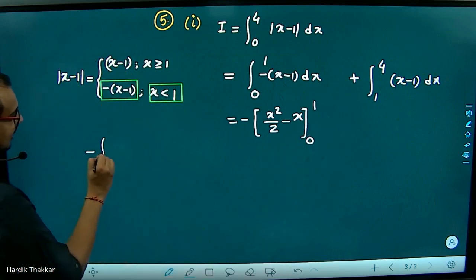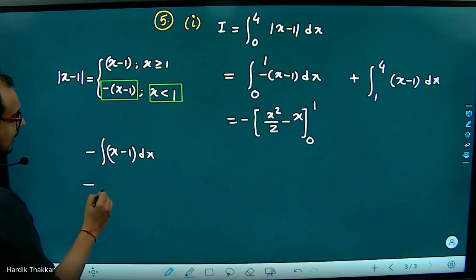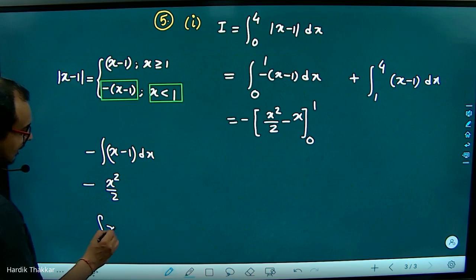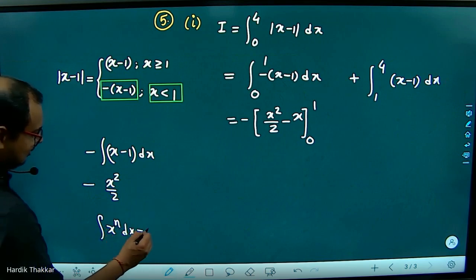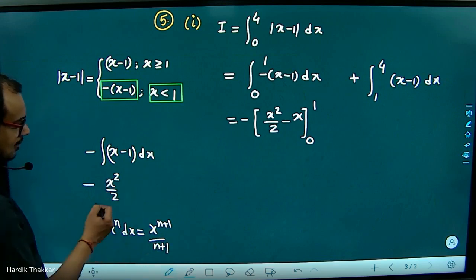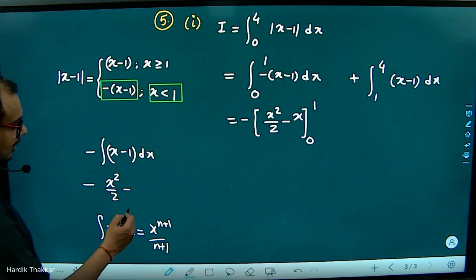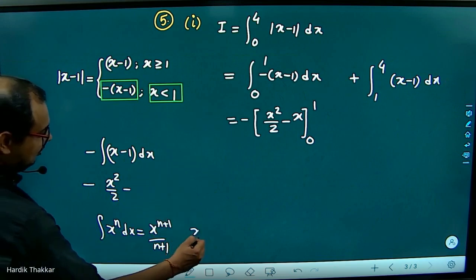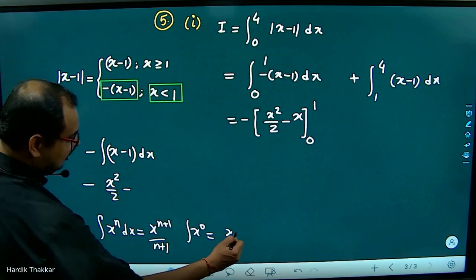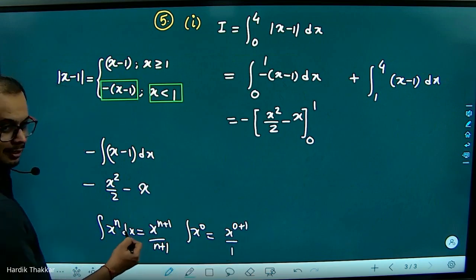Integration, we can take the minus outside. It is like x minus 1 dx, correct? Now the integration of x is x square by 2. We applied this formula: integration of x raised to power n dx is x raised to power n plus 1 upon n plus 1. This is how we got this. And for 1, it is like x raised to power 0. So the integration of x raised to power 0 is x raised to power 0 plus 1 upon 0 plus 1. So it is like x, correct?